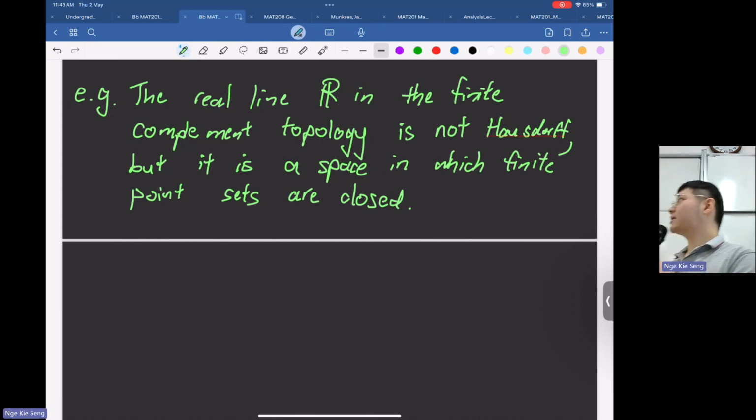But at the same time, it is a space where finite point sets are closed, meaning the complement of this set is just open. By definition, of course. So why is this true? How should you think about the open sets in the finite complement topology? How should you think about it?